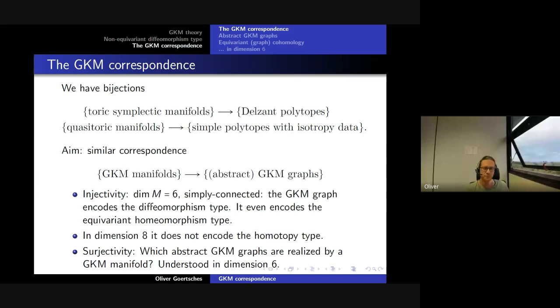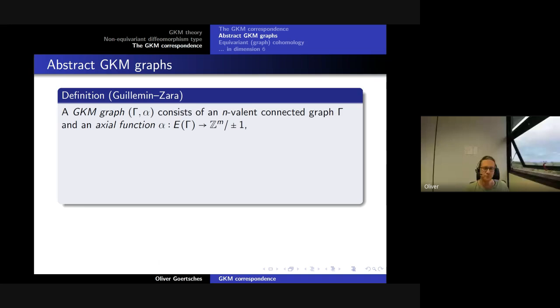I want to define these abstract graphs. This is a definition that goes back to Gilman and Zara. I just take an n-valent connected graph with a labeling, and this labeling is supposed to model my isotropy weights. So E of gamma is the set of edges, and every edge is sent to some vector modulo plus minus 1.